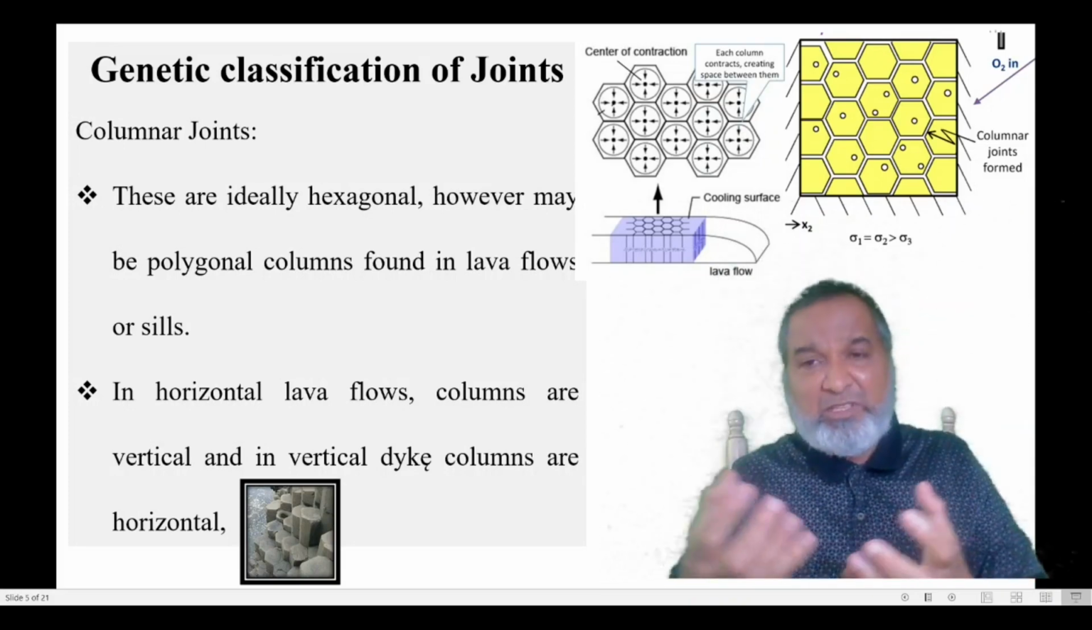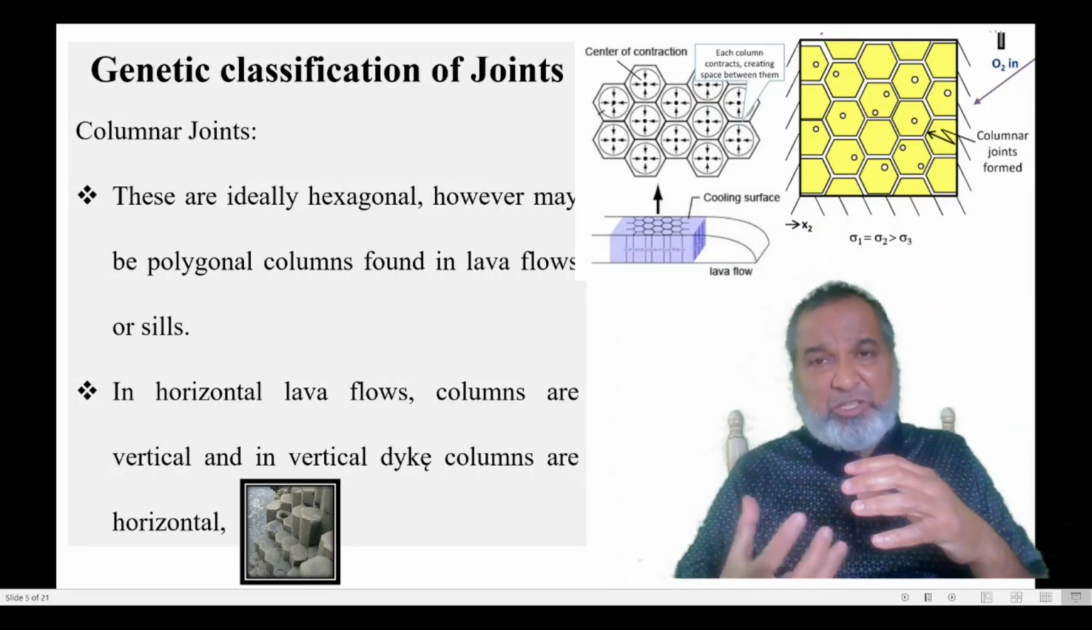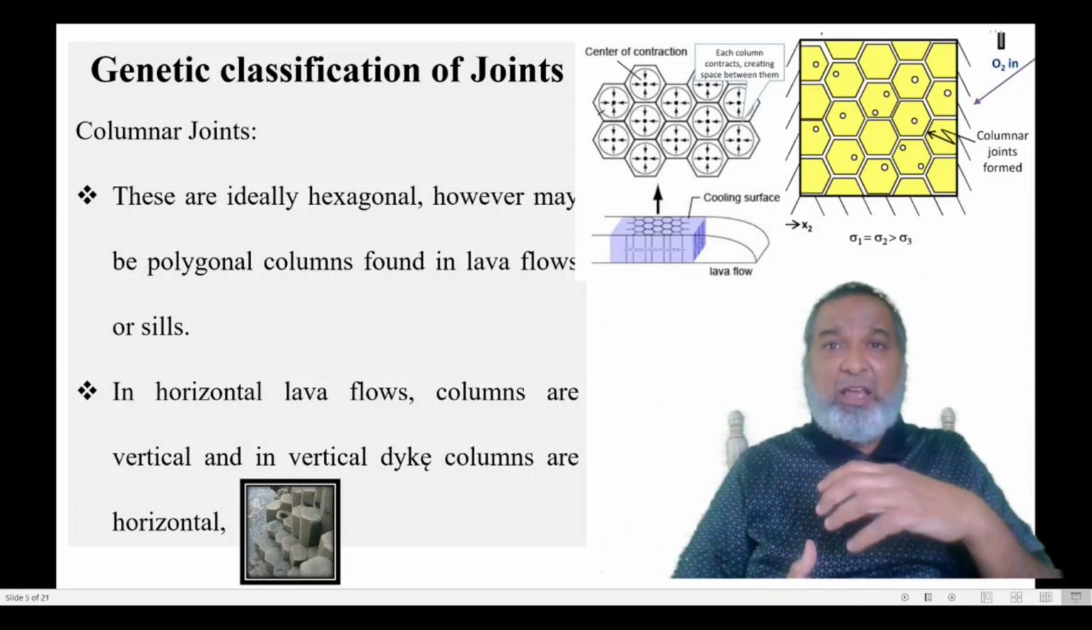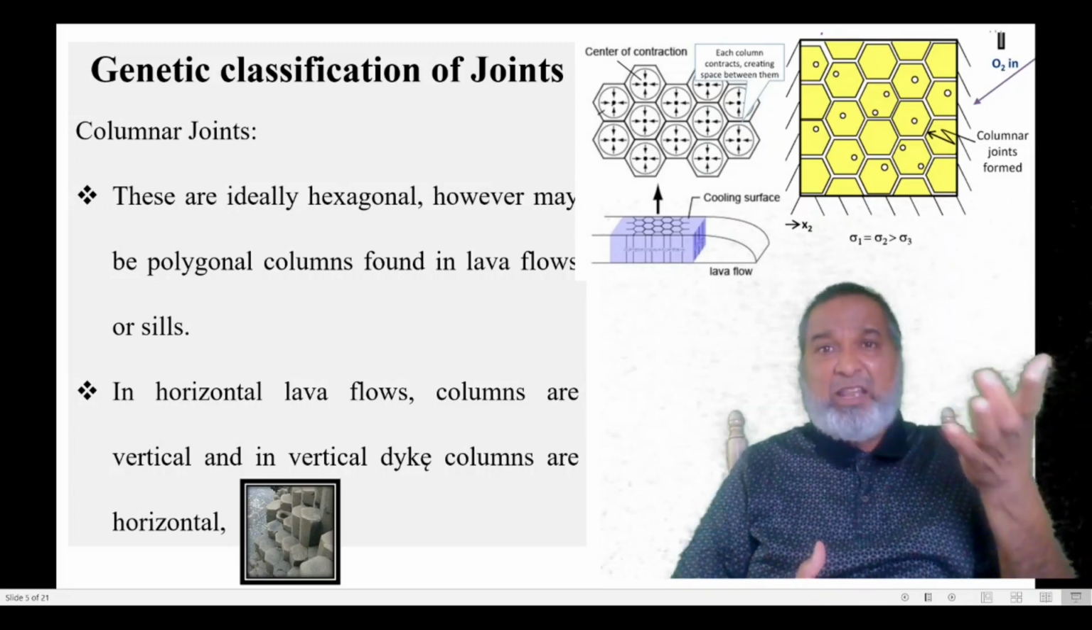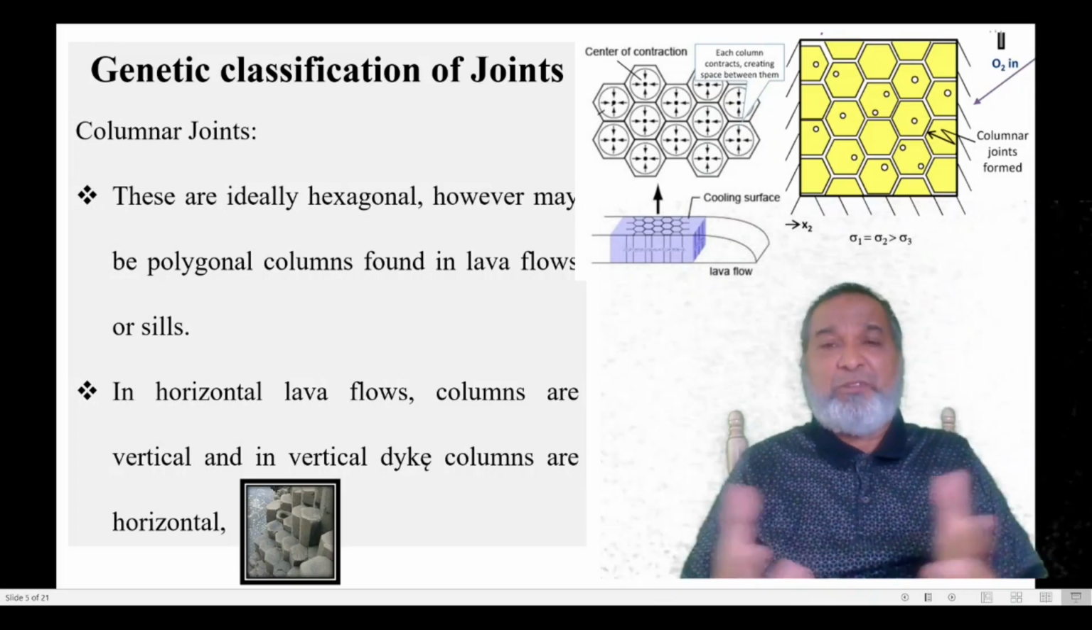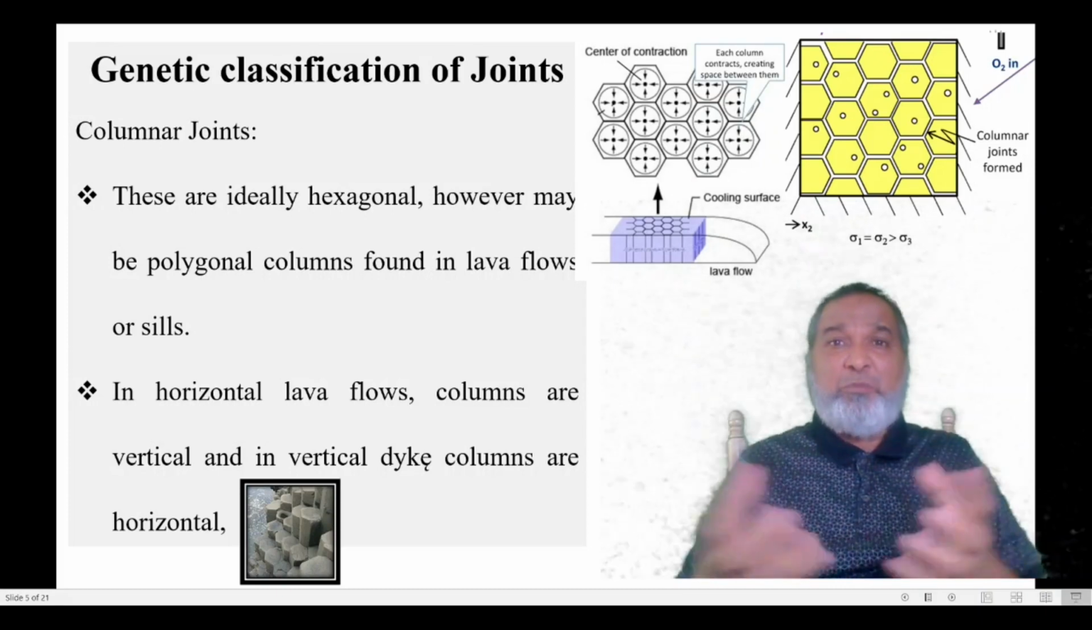Once it comes onto the surface, the composition that was there in the core, that is in the magma chamber, and now once it comes on the surface as lava, there is a total difference. We are going to get a lot of difference in the composition of the magma.